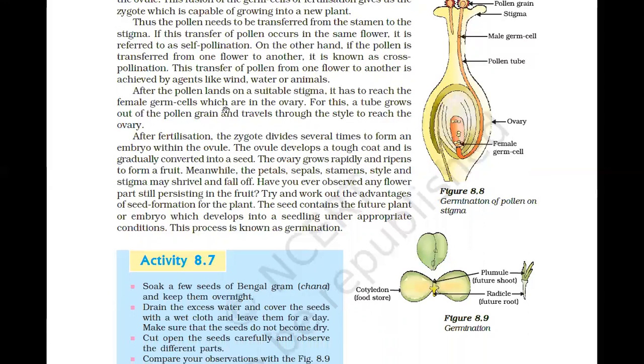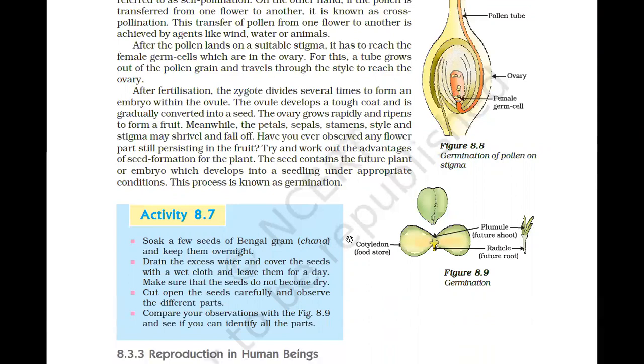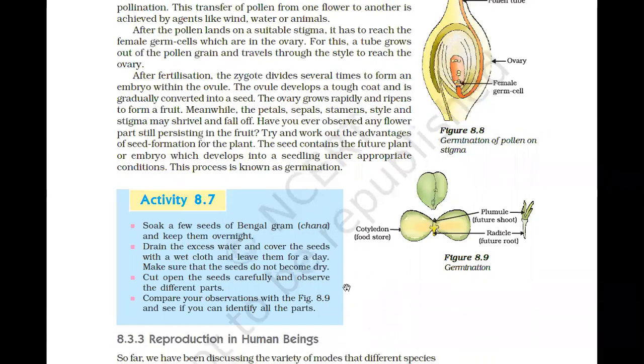After the pollen lands on a suitable stigma, it has to reach the female germ cells which are in the ovary. For this, a tube grows out of the pollen grain and travels through the style to reach the ovary. After fertilization, the zygote divides several times to form an embryo within the ovule. The ovule develops a tough coat and is gradually converted into a seed. The ovary grows rapidly and ripens to form a fruit. Meanwhile, the petals, sepals, stamen, style, and stigma may shrivel and fall off.